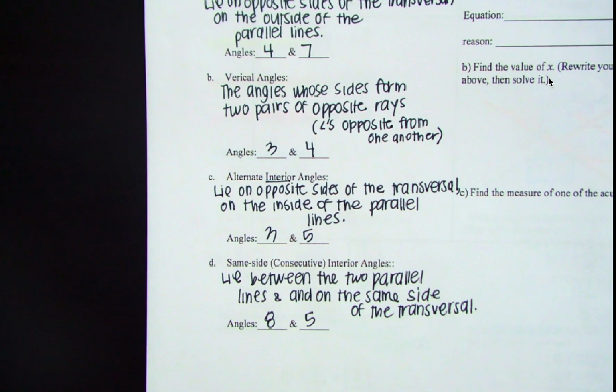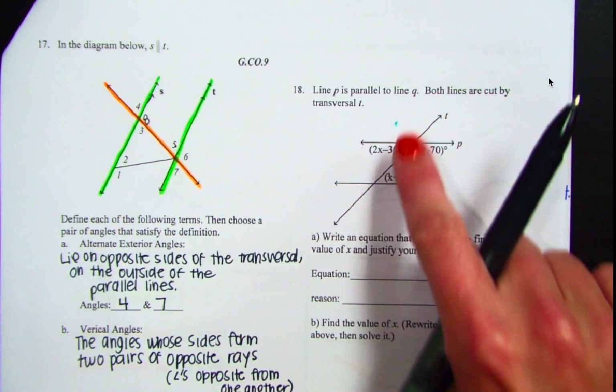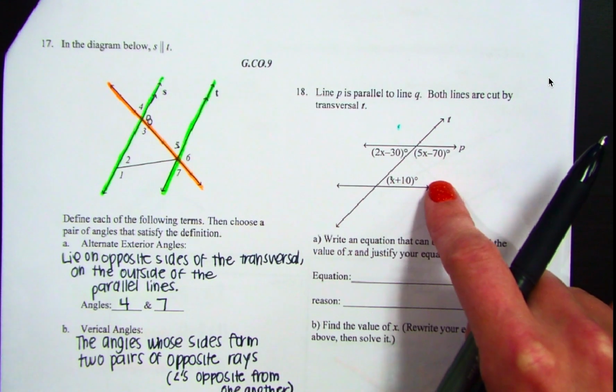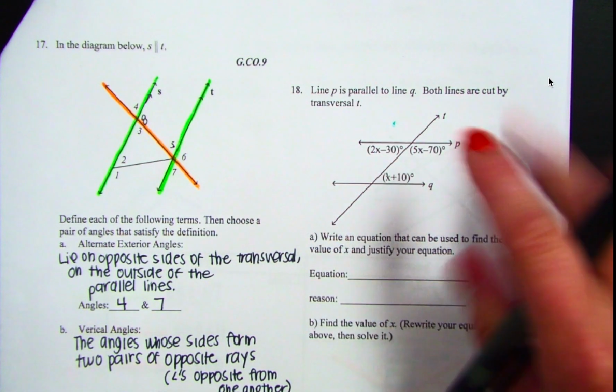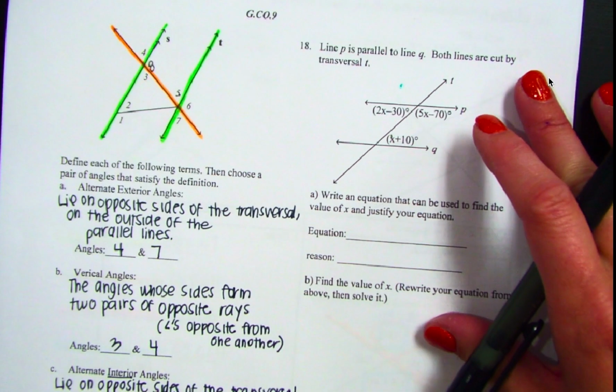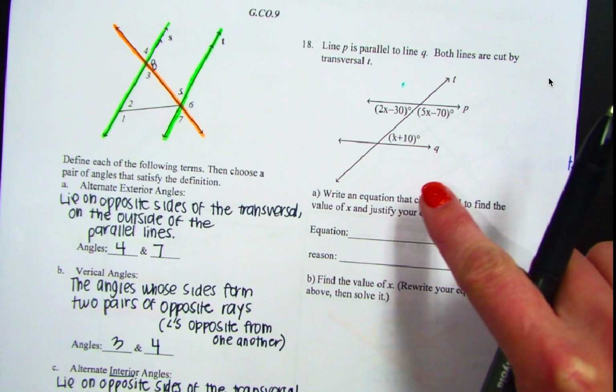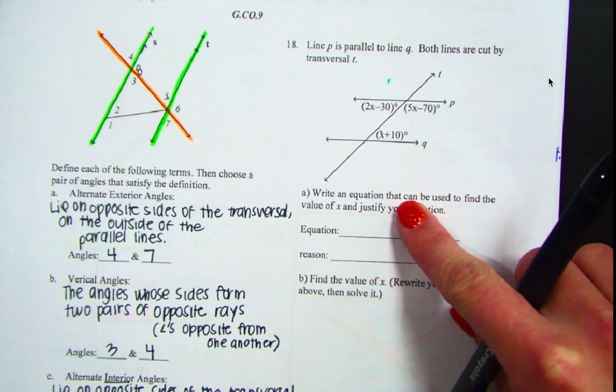All right, a couple more questions. We are almost done. Number 18. Line P is parallel to line Q, and both are cut by this transversal T. We're going to write an equation that can be used to find the value of x, and then we're going to justify our reason for creating that equation.